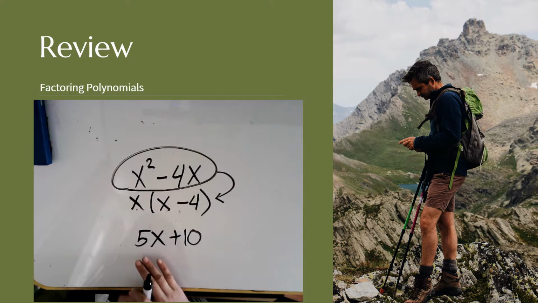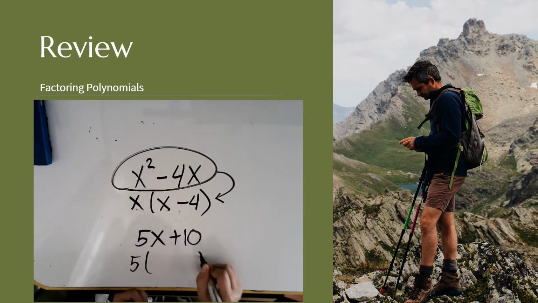Okay, so both terms have a common factor, which is 5. So we can factor out that 5. 5x divided by 5 will leave us with x, and then 10 divided by 5 is 2. There.